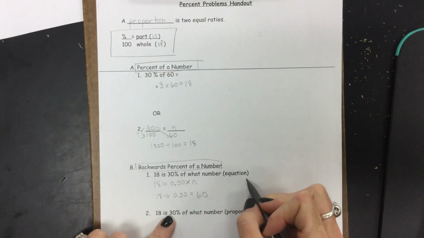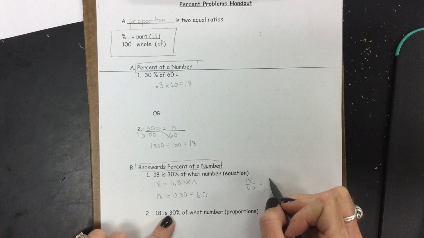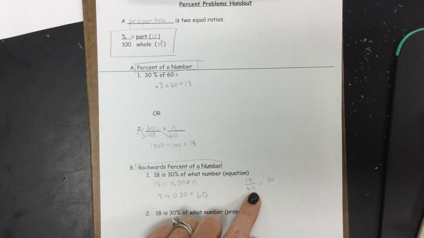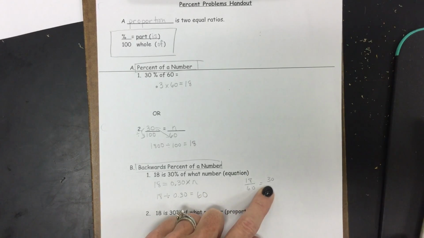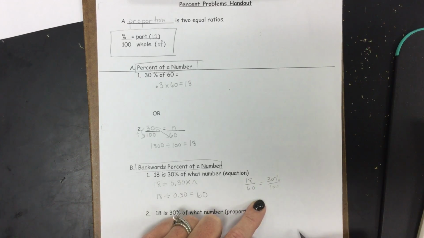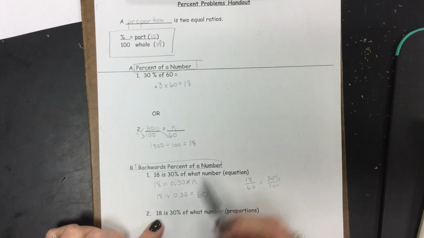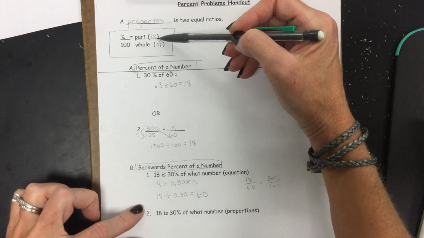So that means that 18 out of 60 is equal to 30%. So if I try 18 divided by 60, I do get 0.3, which we know is 30%, or 30 out of 100. Okay, so that's the equation way. The other way is if you want to use this proportion. You can use this proportion for percent of a number or the backwards percent of a number.